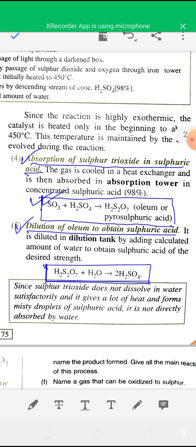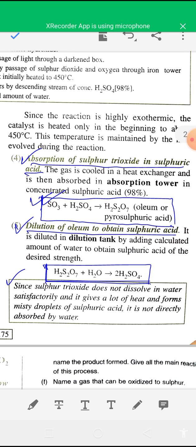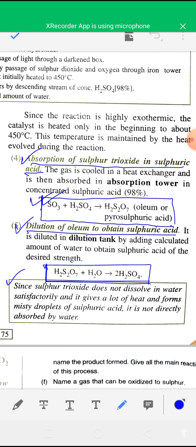Here one note is given: why is sulfur trioxide not directly dissolved in water? Because sulfur trioxide gas does not dissolve in water satisfactorily, and it gives off a lot of heat and forms mist droplets of sulfuric acid.